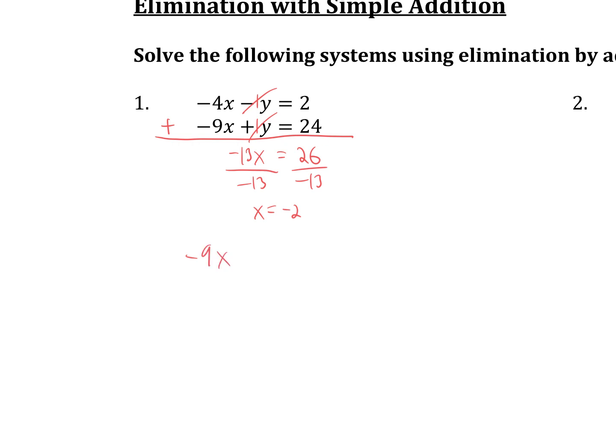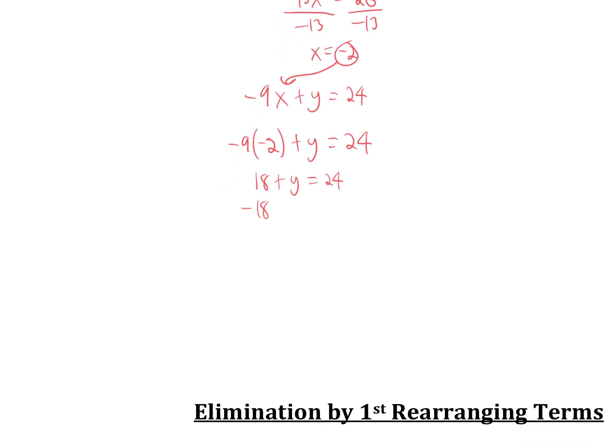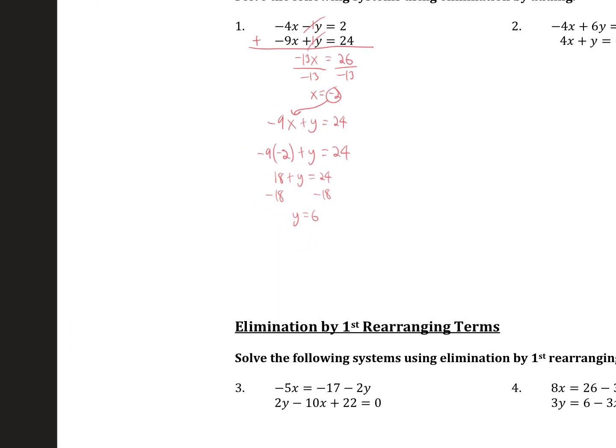So we got negative 9x plus y equals 24. We're going to plug in negative 2 in for x or for y? Plug in for x. So we have negative 9 times negative 2 plus y equals 24. Negative 9 times negative 2 is 18 plus y equals 24. Subtract 18. Y equals what? 6. So our answer as an ordered pair would be negative 2 comma 6.